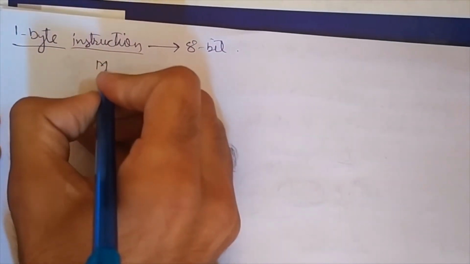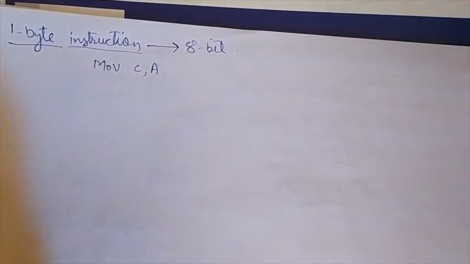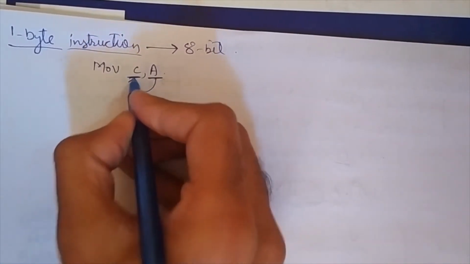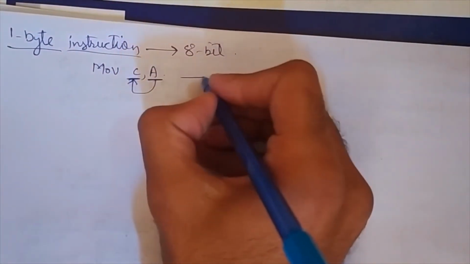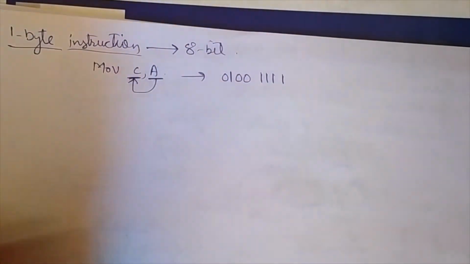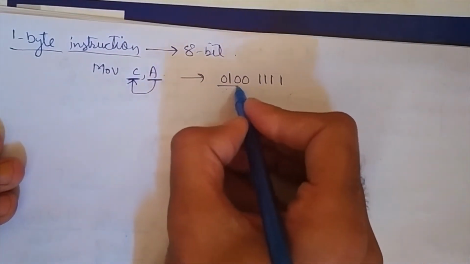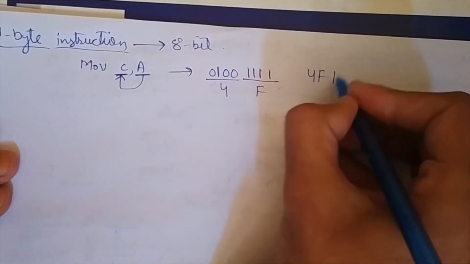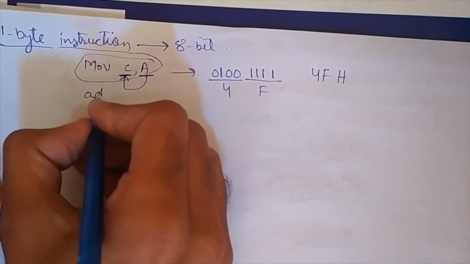For example, here is one instruction, MOV C, A. This instruction says move the contents of A to the register C. And this is a single byte instruction. And the encoding of this instruction is 01001111. So it is an 8-bit instruction. If you write this in hexadecimal, this will be 4 and this is F. So in hexadecimal this instruction will be 4FH.